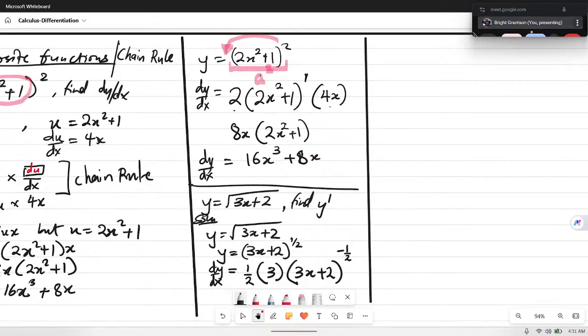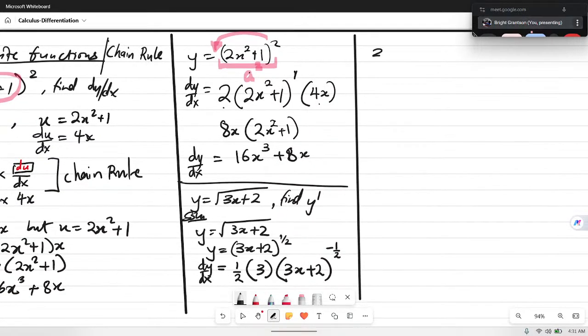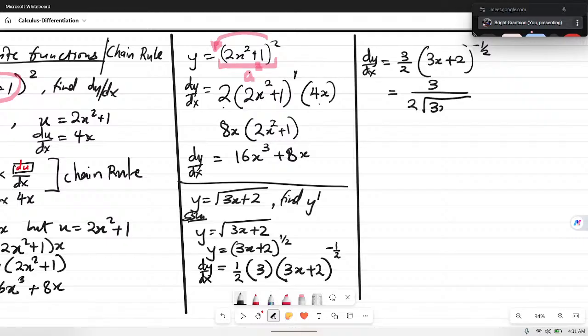So the final answer here becomes 3 over 2, 3x plus 2 to the power negative half. Whenever we are dealing with negative exponents, it becomes fractions below. So it becomes 3 at the top all over 2 the root of what? 3x plus 2. I believe you know that the root is the same as what? Everything raised to the power half.